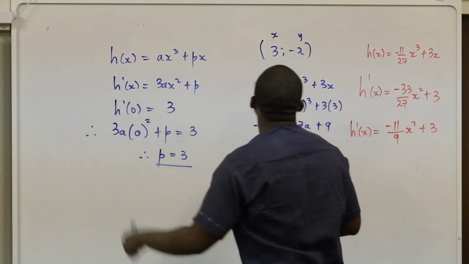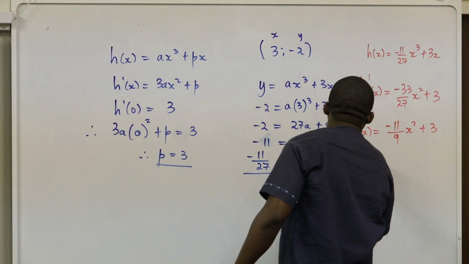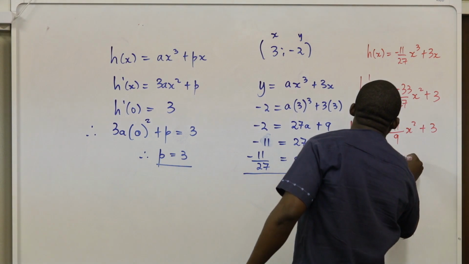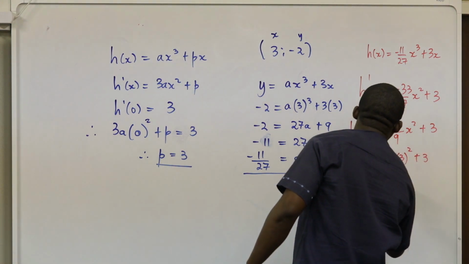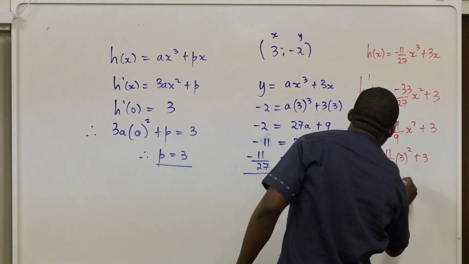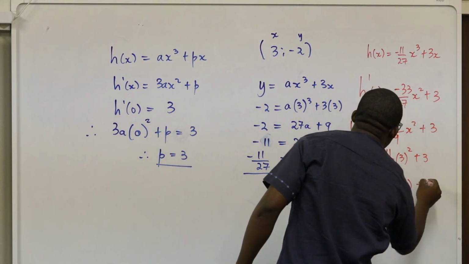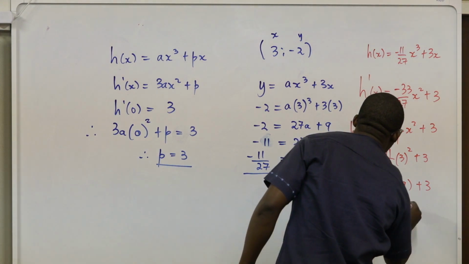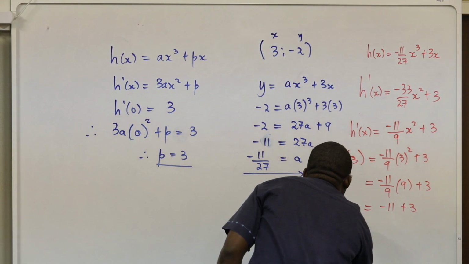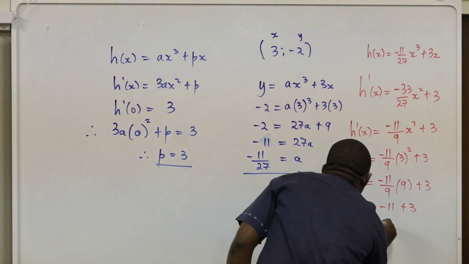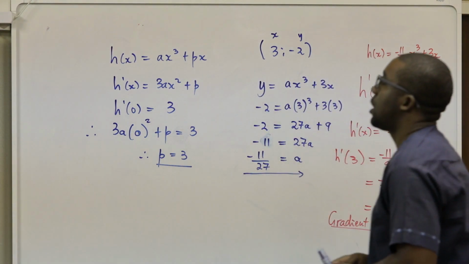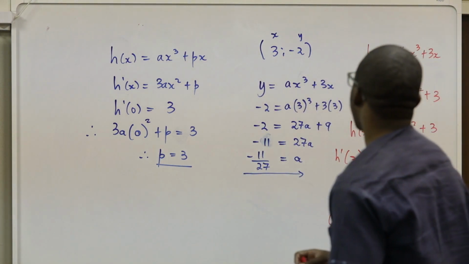Then we substitute the corresponding value of x, which is 3: minus 11 over 9 times 3 squared plus 3. This is equal to minus 11 over 9 multiplied by 9 plus 3. This is minus 11 plus 3. Therefore, the corresponding gradient is equal to minus 8.